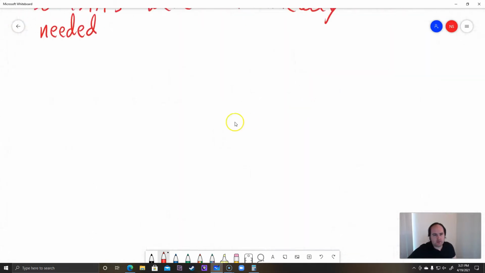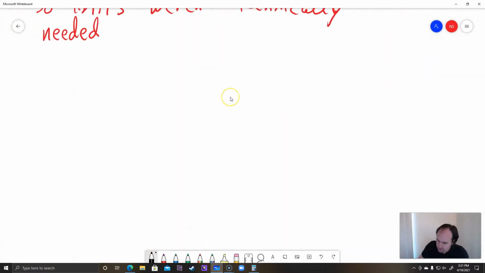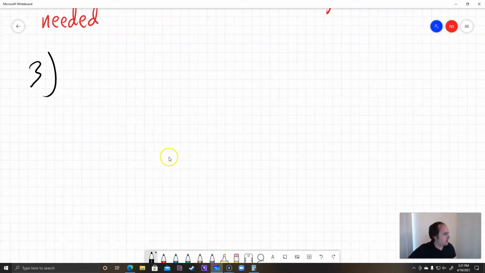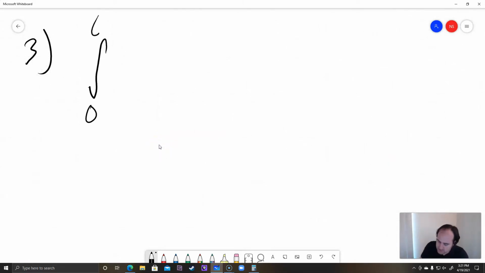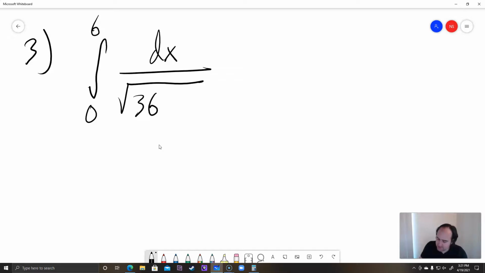Okay, so example number 3. So for example number 3, we have the integral from 0 to 6. Okay, the integral from 0 to 6 of dx over the square root of 36 minus x squared.